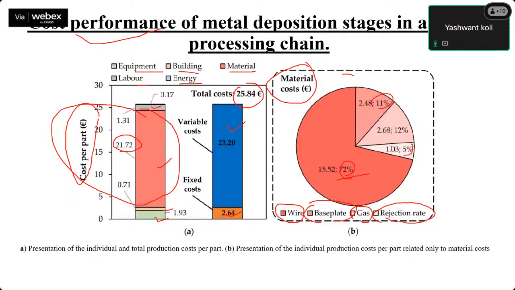Material cost is the main cost for fabrication of a VAM component, and not only for VAM. Material cost is there in laser powder bed fusion also. So total cost is this much, 25.84, and variable cost dominates, that is 23.222. That is almost 90% of the total cost. That is the variable cost. Fixed cost is very less. That is the equipment and building cost. Material expense is too much.